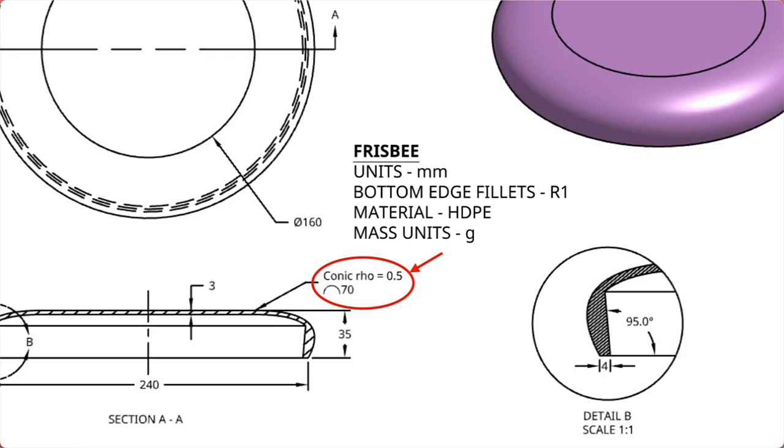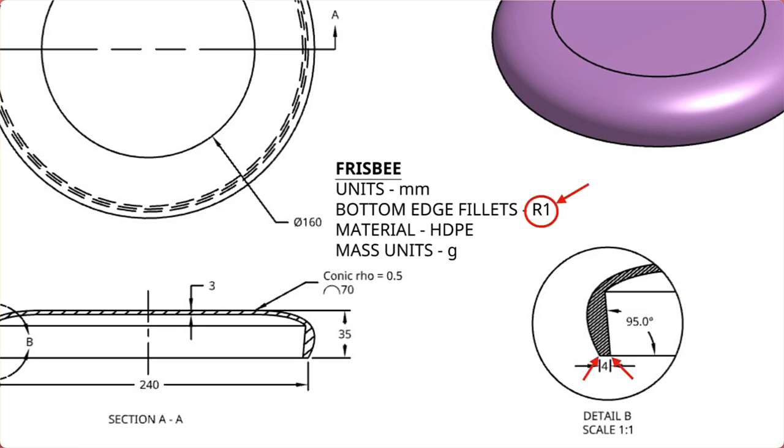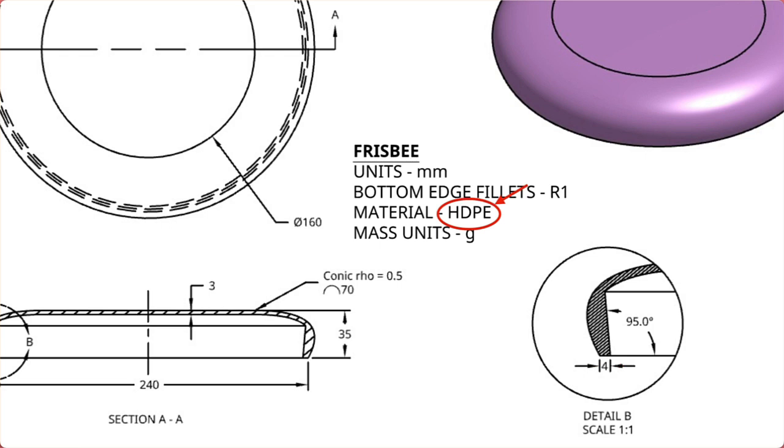The outside curve is a conic arc with a rho value of 0.5, which makes it a parabolic curve and has arc value of 70. The detail view shows the bottom edge with a width of 4 millimeters, and the inside edge angled at 95 degrees. The bottom edges are rounded with a 1 millimeter radius fillet. The material is HDPE, high-density polyethylene. The mass units are in grams.